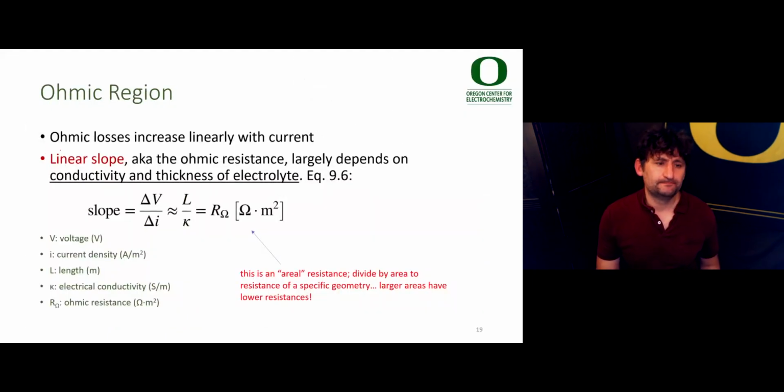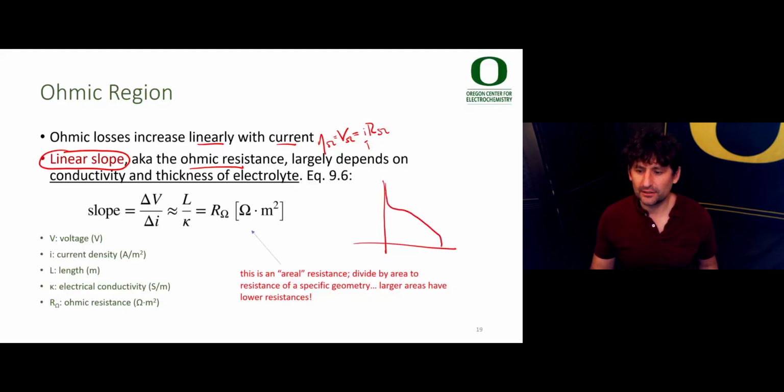Let's now talk about the ohmic region. Ohmic losses increase linearly with current. This comes simply from Ohm's law: V equals IR. So V ohmic, the ohmic loss, or eta ohmic, the ohmic overpotential, is I, the current running through the cell, times the ohmic resistance. You can calculate this linear slope, i.e. the ohmic resistance, from the slope of the current voltage curve. If I give you a current voltage curve for a fuel cell, you should be able to extrapolate and calculate the ohmic resistance. The slope is just the change in voltage over change in current. That's approximately equal to the length of the electrolyte divided by the electrolyte conductivity, or the ohmic areal resistance of the electrolyzer, or fuel cell in this case.